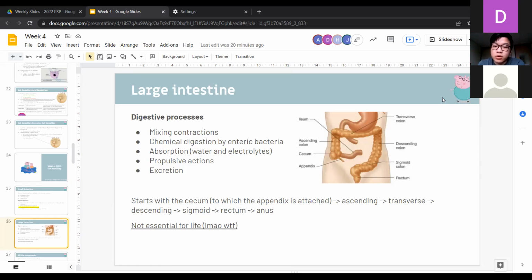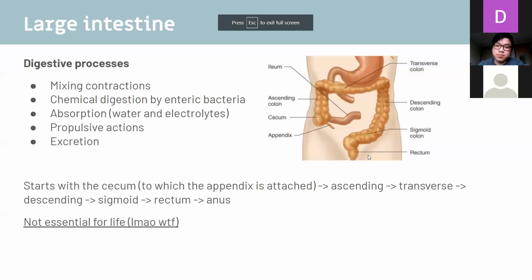And it starts with the cecum, to which the appendix is attached. So you can see there in the diagram. And it quickly progresses to the ascending colon, to the transverse colon, to the descending colon, and then sigmoid, rectum, and then to the anus. So I think one of the facts that was mentioned during the lecture is that the large intestine isn't actually essential for life, which came as quite a surprise to me. But I think it may stem from the fact that all nutrient absorption has occurred already, and it's mostly just a bit of chemical digestion by bacteria and a lot of absorption here.